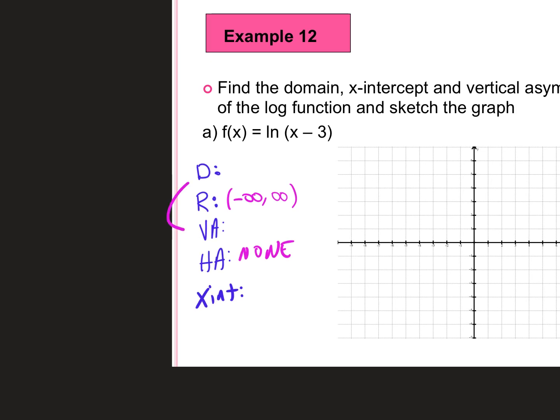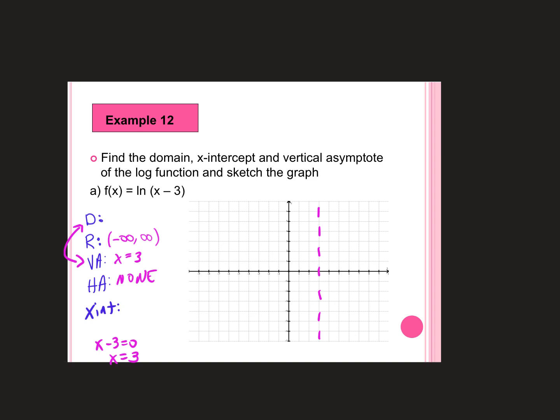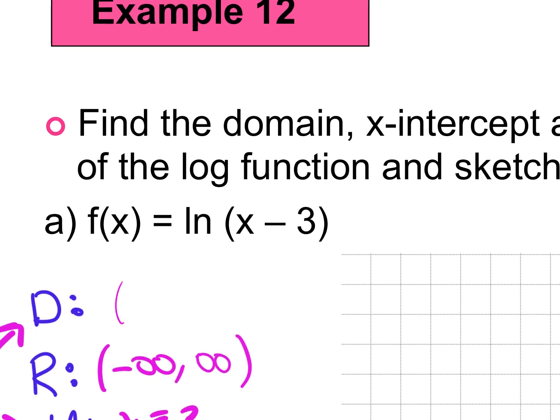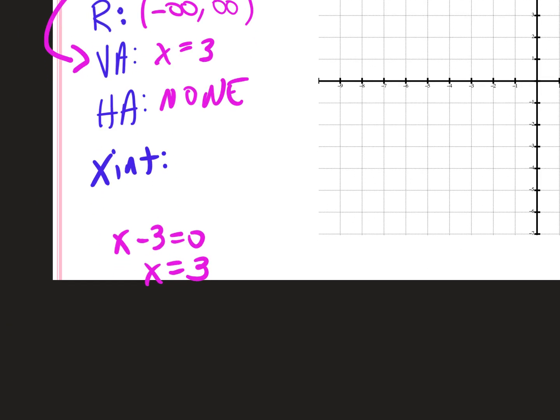Remember, domain and vertical go together. So how do you find it? Parentheses equal to 0. x minus 3 equals 0. So x equals 3, so your vertical asymptote is at x equals 3. So go over here to 3. Good. What's my domain going to be? 3 to infinity. How'd you guys know that? Because it's the positive x inside.